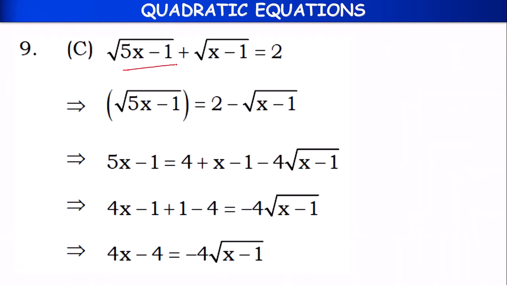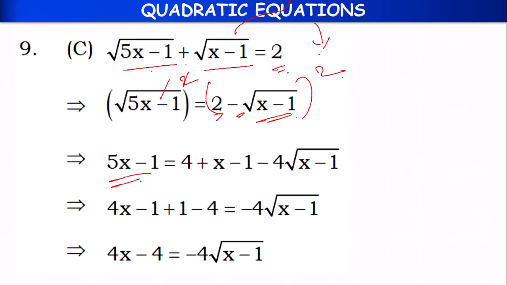So root of 5x minus 1 plus root of x minus 1 equal to 2. Let's take this second term towards the right hand side. It will become 2 minus root of x minus 1. Now if you square both sides, on the left hand side the square root and square get cancelled, and 5x minus 1 will remain.